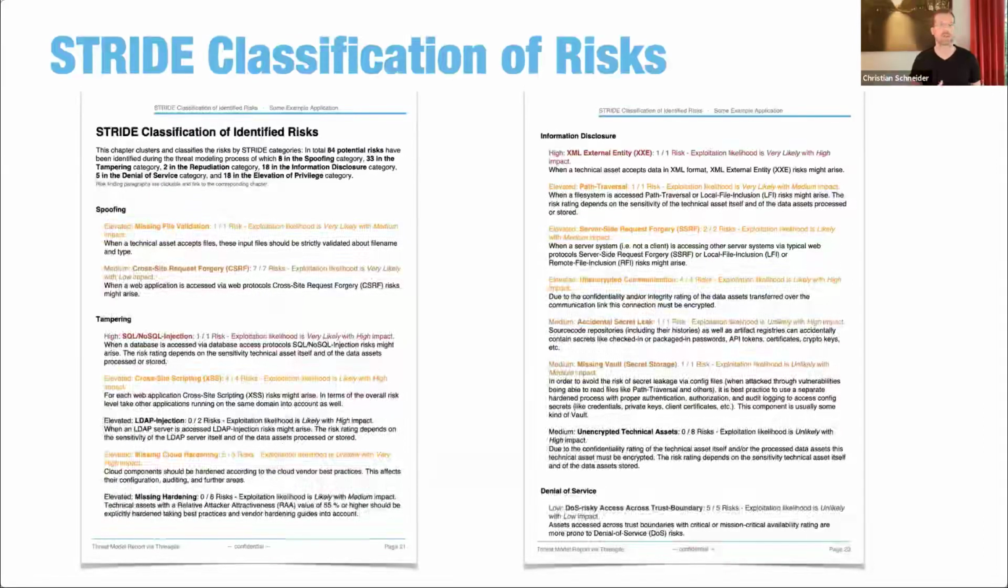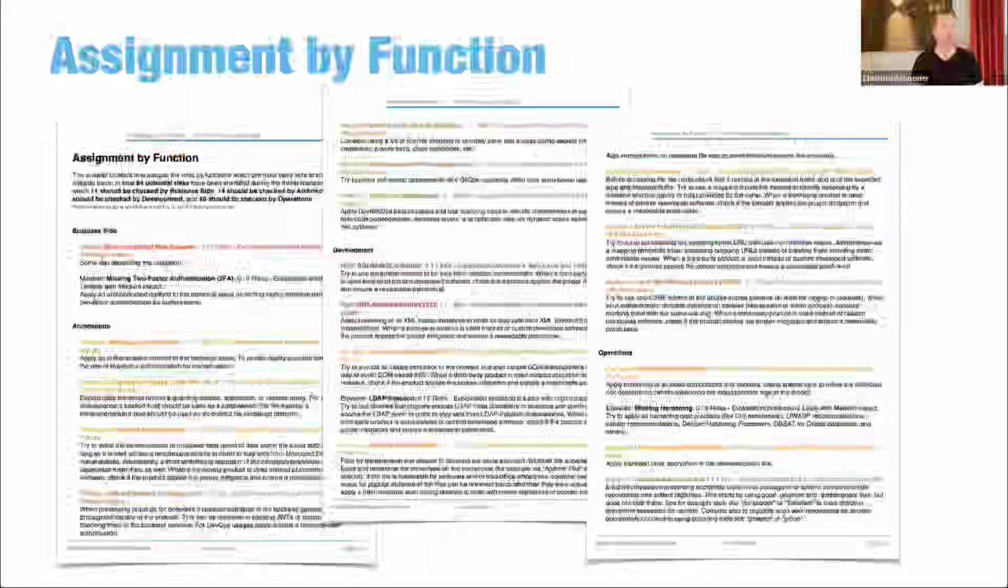If you're into the classic STRIDE modeling of analyzing threats on an architecture, here you have a grouping of the same identified risks to their respective STRIDE categories, and you can click on each of these titles to jump directly to that risk chapter. So the PDF is quite good to navigate. It's fully linked, and same is here for the assignment by functions.